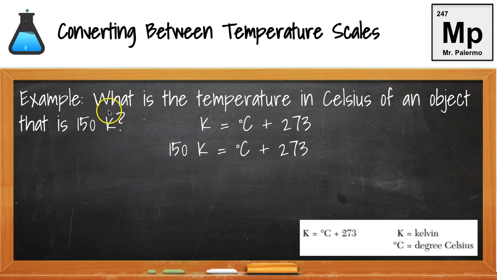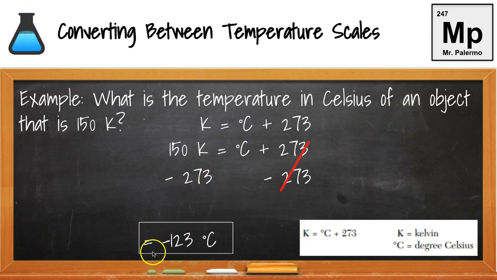How do we know where they go? We follow the units. So the Kelvin goes in the Kelvin spot. We're going to solve for degrees C. How do we do that? We have to subtract 273 from both sides to get degrees C by itself. And so we get 150 Kelvin minus 273 is going to give us an answer of negative 123 degrees Celsius.